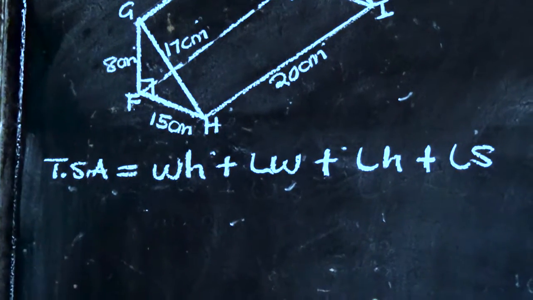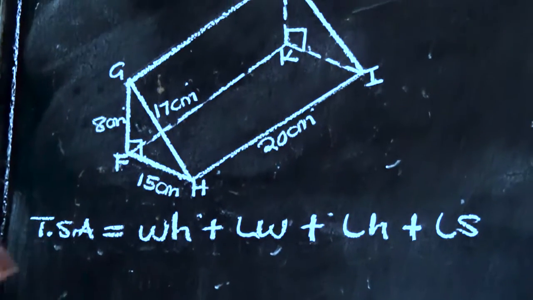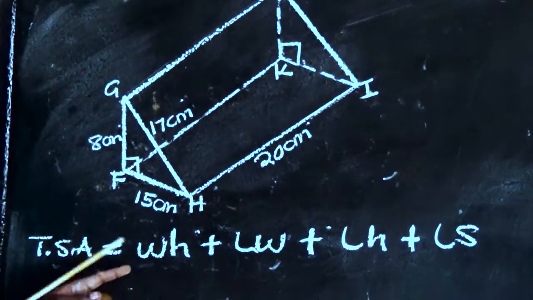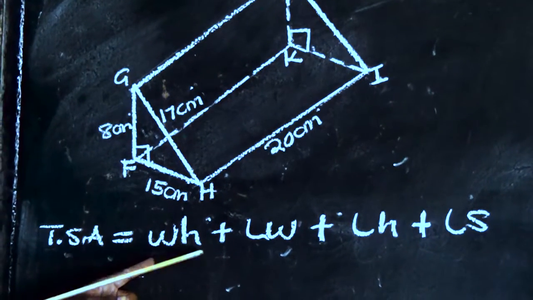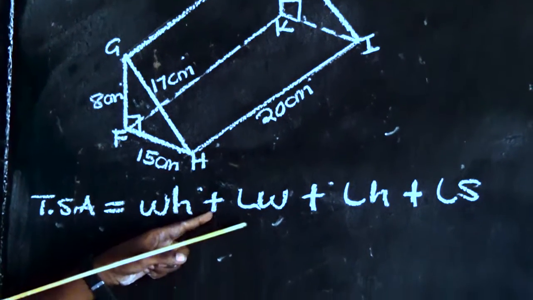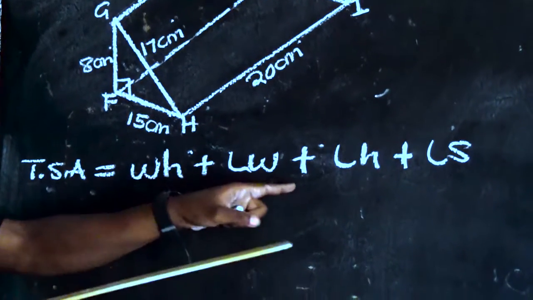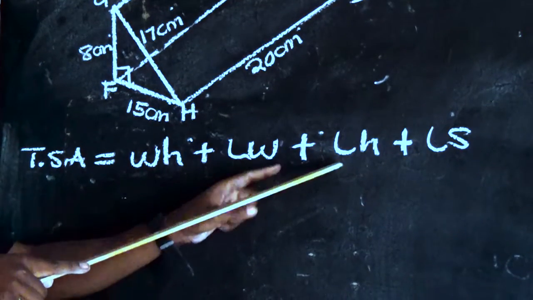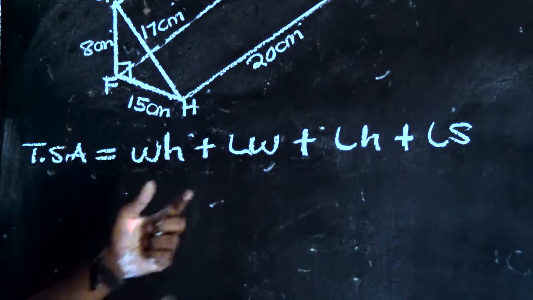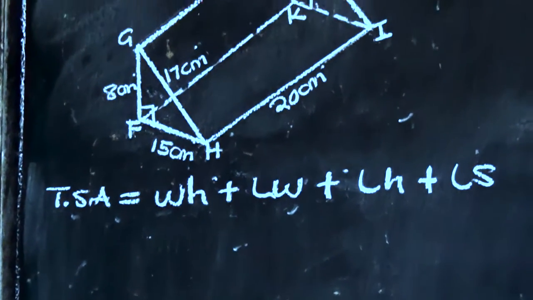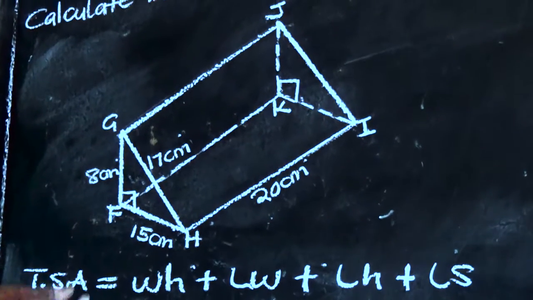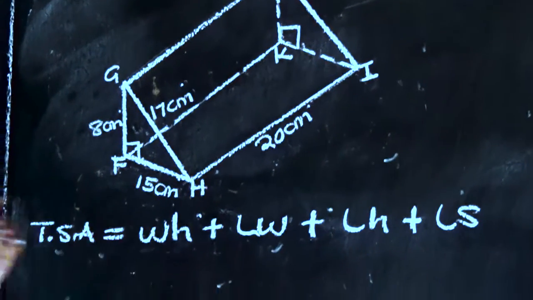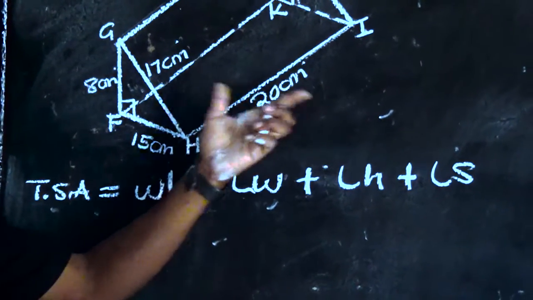Are we together? Okay? Total surface area is equal to, you find the product of the width multiplied by the height, plus the length multiplied by the width, plus the length multiplied by the height, plus the length multiplied by the what? By the side. So in this case, which one is our length, which one is our height, which one is our width, and which one is our side?